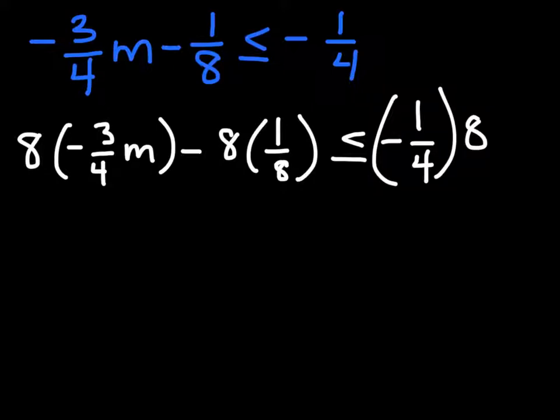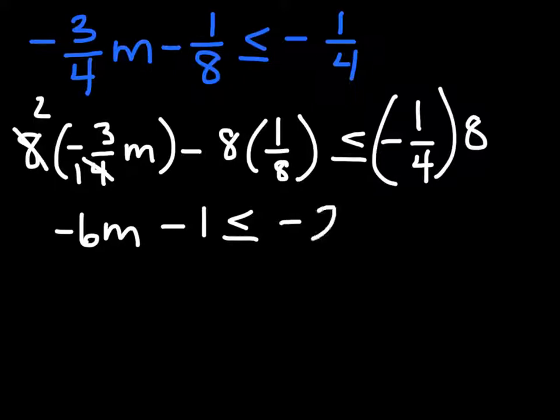So let's go ahead and solve those across. When we cross reduce here, we get 2 over 1, so we get 6m. Oops, don't forget the negative sign, negative 6m minus, this clears to 1, is less than or equal to, and 1/4 of 8, or 1/4 times 8, gives us negative 2. Now we move our 1 to get negative 6m is less than or equal to negative 1, because we added 1 to each side. Now we need to divide each side by negative 6.